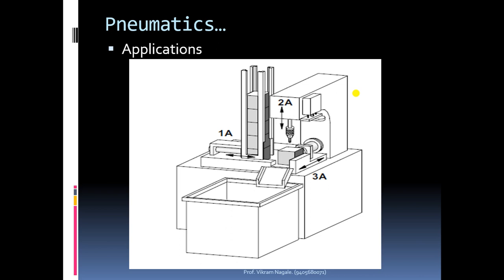And we need to decide which type of compounds we have to use.